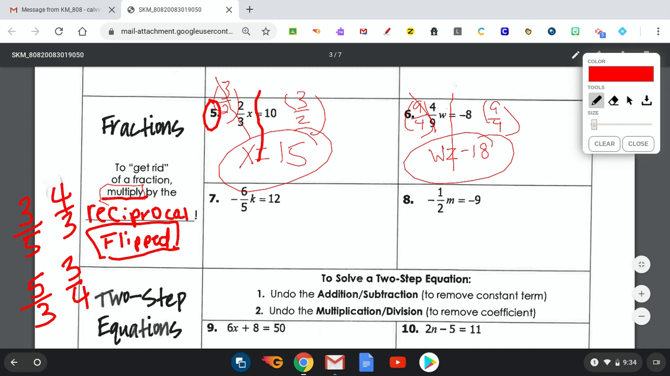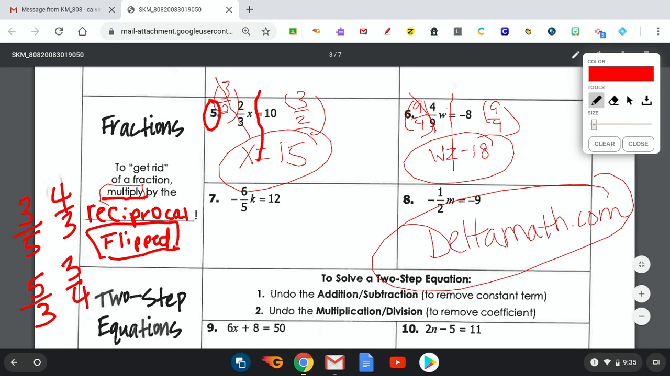Okay. So those are the notes for today. You will now click on the Delta Math link. Okay. So you have your Delta Math, deltamath.com. Sign in there. And then you have an assignment to complete on Delta Math.